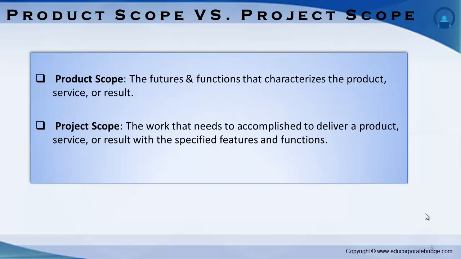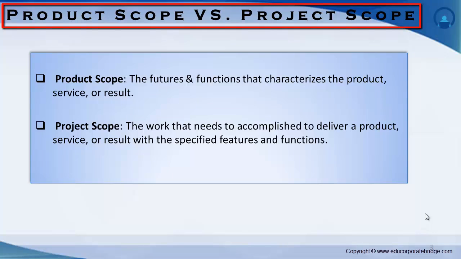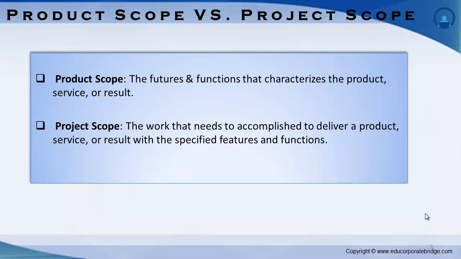In the project context, the term scope can refer to product scope as well as project scope. The difference between the product scope and the project scope is one of the most confusing topics in project management that generally makes many people perplexed, and it is difficult for them to distinguish between these two terms.